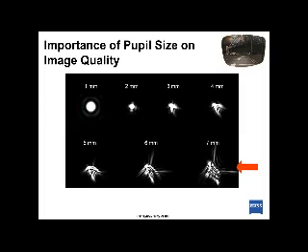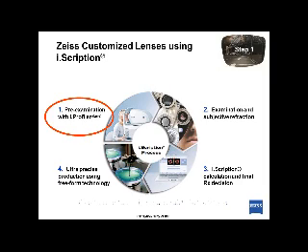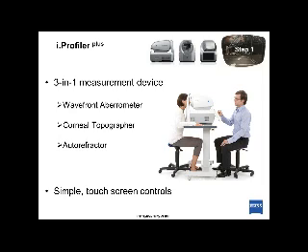So what happens with the iScription process is that we start with the pre-examination. The pre-examination is with the iProfiler. The iProfiler will measure the image noise distortion in the eye. The iProfiler is a piece of equipment that would be in the pre-exam process. It's a 3-in-1 measurement device that has the Wavefront Aberrometer, a Corneal Topographer, and an Autorefractor all in one. It takes about a minute or less per eye and does all 3 measurements at the same time.